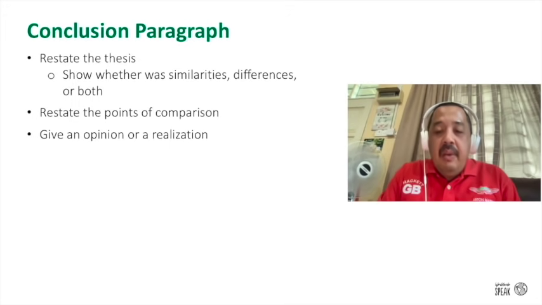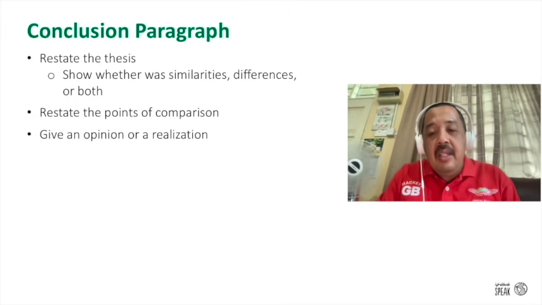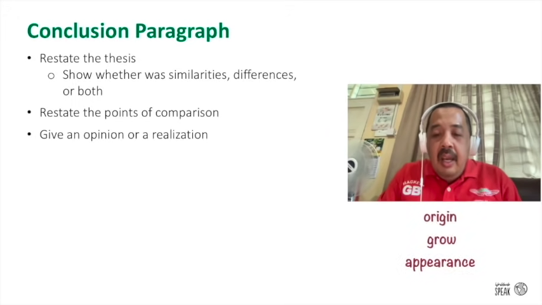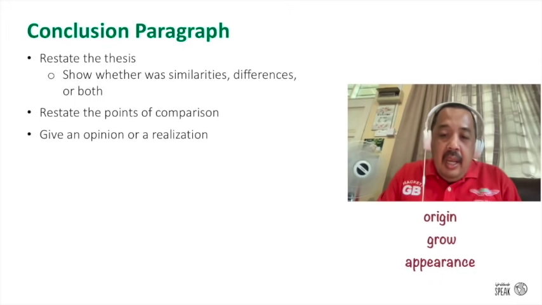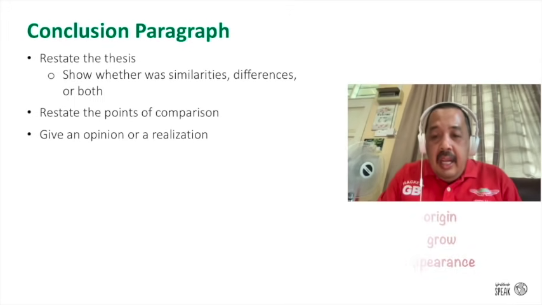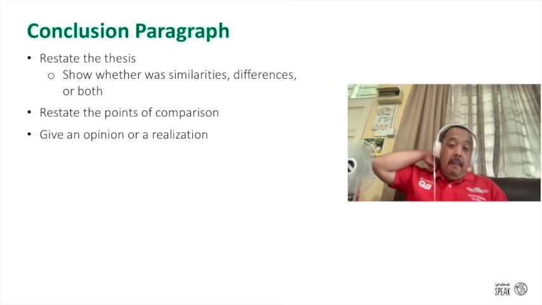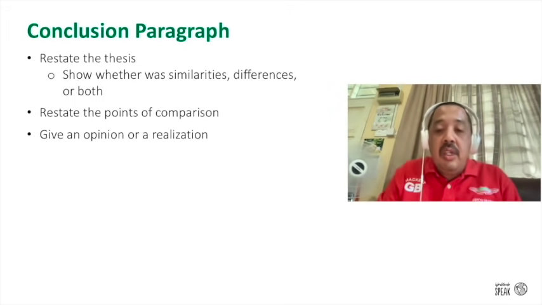Well, we restate our thesis, simple, and that's what we tell the reader that we focus on similarities or differences or both. We just remind them of that, and then our next sentence can talk about the points of comparison again, but in brief. And the three, I remember, in our 3 points of comparison: where they originated, the climate they grow in, and their appearance. And then we can give a final sentence, some sort of opinion or realization that we had after we analyzed and compared or contrasted these two subjects.